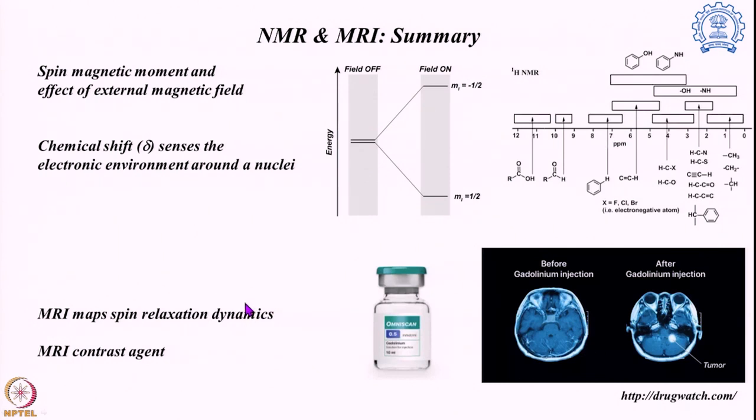MRI is one of the nice examples where we use it as a diagnostic tool very regularly and very widely all over the world, which is nothing but monitoring the spin relaxation dynamics around different biological systems. During this MRI, we use an MRI contrast agent, which is a system with a lot of unpaired electrons, like gadolinium with 7 unpaired electrons, which creates a strong local magnetic field, which helps us to see the environment much better than in its absence. So that is why it is known as the MRI contrast agent, which gives us a much better visualization when it is present. So with respect to that, we would like to conclude this section of this NMR and its application over here. Thank you.